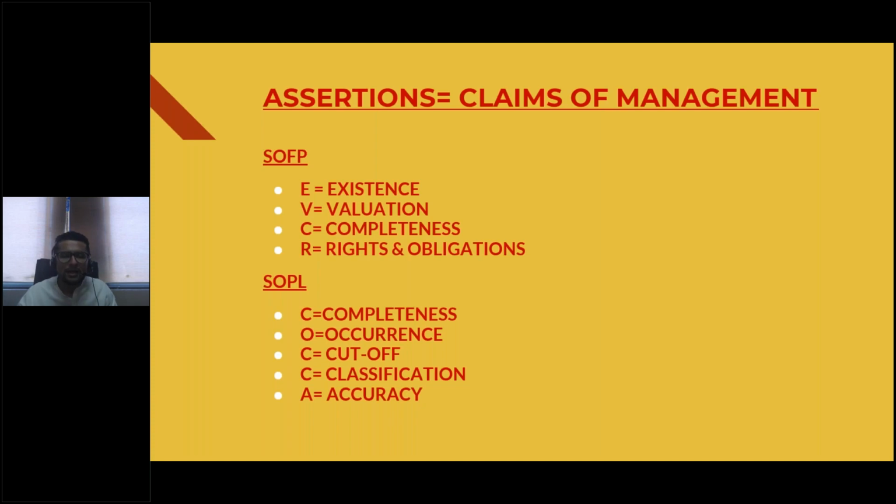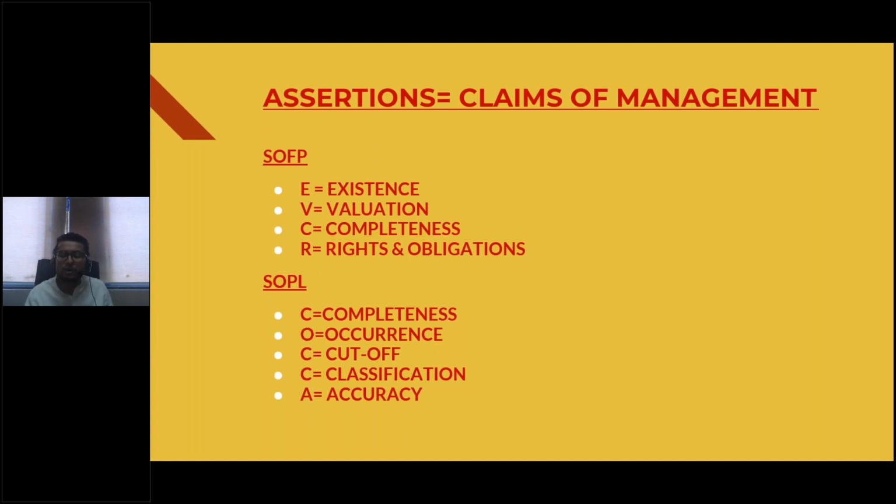So these are the assertions associated with the statement of financial position, EVCR. Whenever an exam question comes up, and that exam question is going to ask you to describe or explain the substantive procedures you are going to perform in order to verify blah blah blah, the first thing you need to figure out is whether that particular item which you need to verify belongs to the statement of financial position or it belongs to another family called statement of profit and loss. So you need to verify this.